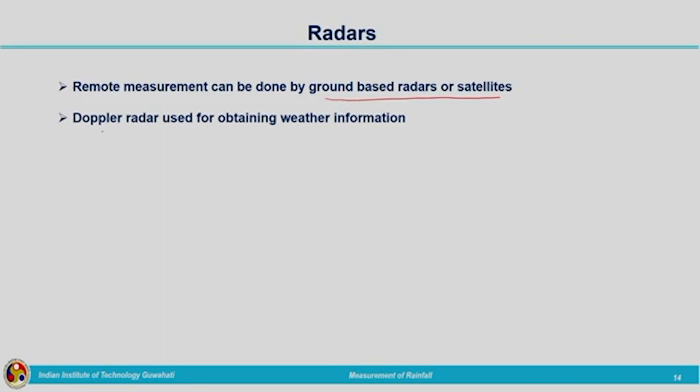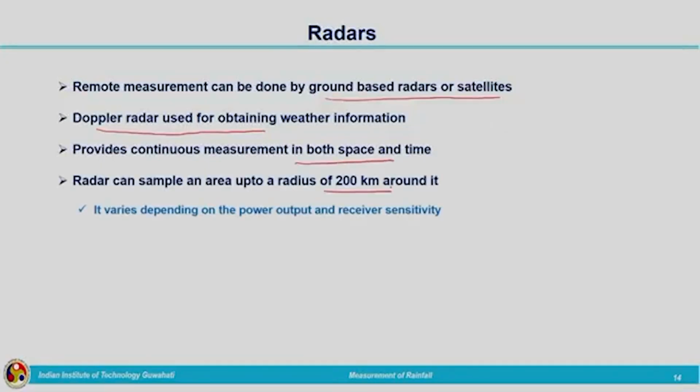In the case of radar, Doppler radar is used for obtaining weather information. It gives a continuous measurement of rainfall, not directly the rainfall, as a certain relationship has to be used, but still it gives a continuous measurement which varies with respect to time and also space. That is, the temporal variation and the spatial variation are captured by means of these radars. Within a radius of around 200 kilometers, we can get the data from the radars.